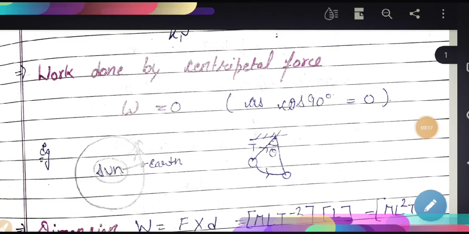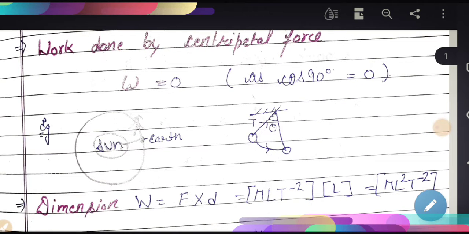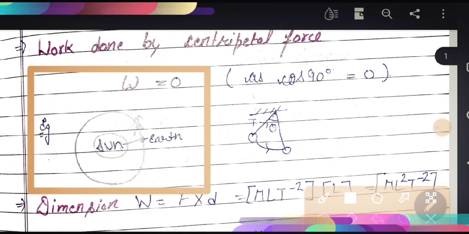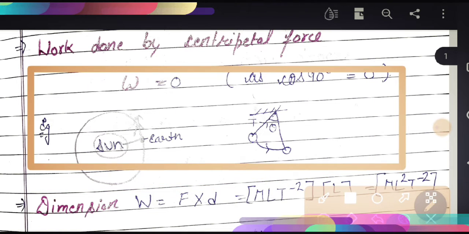Next, work done by centripetal force is equal to 0, because the angle between the direction of the force and the direction of the displacement is 90 degrees. So the work done would be equal to 0.